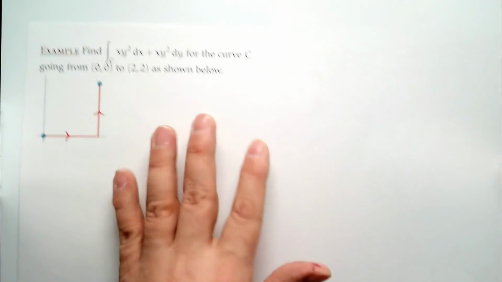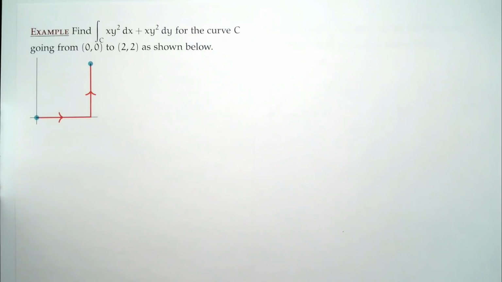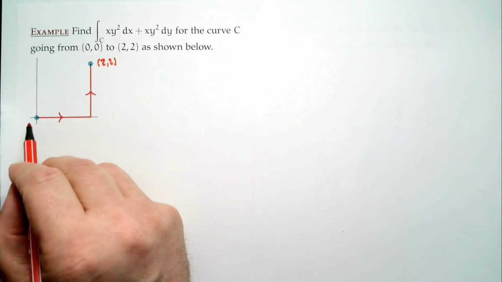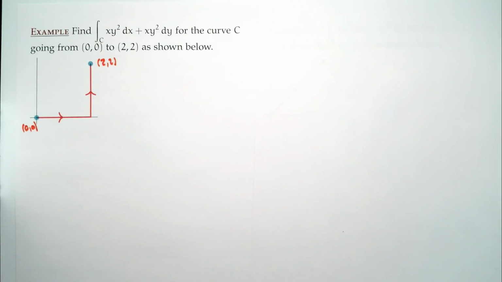So we're going to do one of these problems. Let's find the integral along the curve of xy squared dx plus xy squared dy for the curve C going from 0, 0 to 2, 2 as shown below. And so here is our curve C conveniently given to us. Here is the point 2, 2, and over here is the point 0, 0. All right. Well, how do we go about doing such a thing?